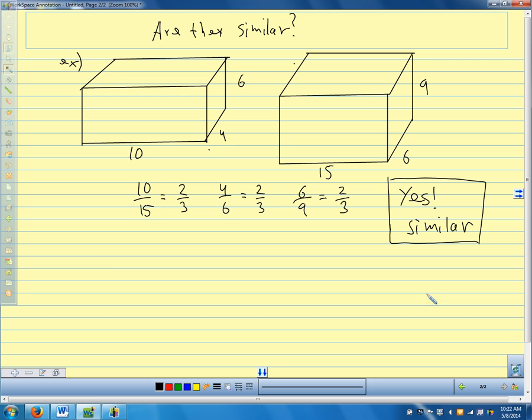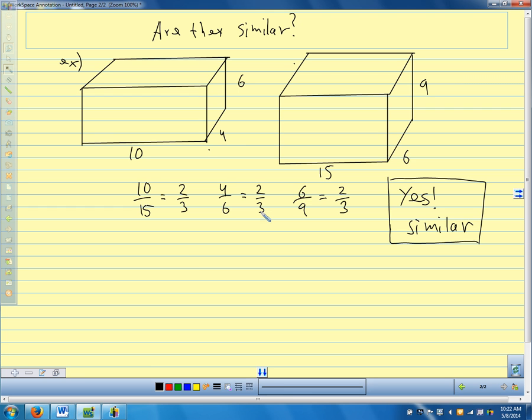All right, so what we're interested in here, questions on this? How we did this? Okay. So what we're interested in is not necessarily deciding if our solids are similar, but we want to use the idea that we have a similar solid to solve problems.